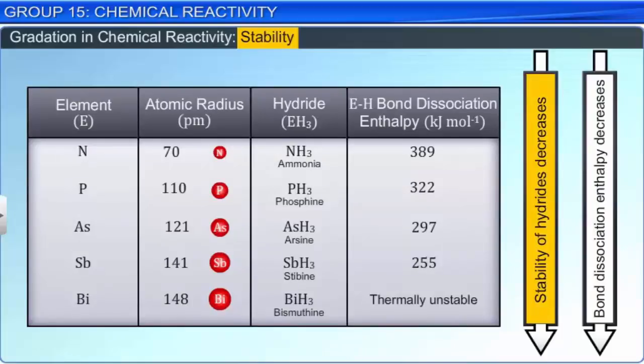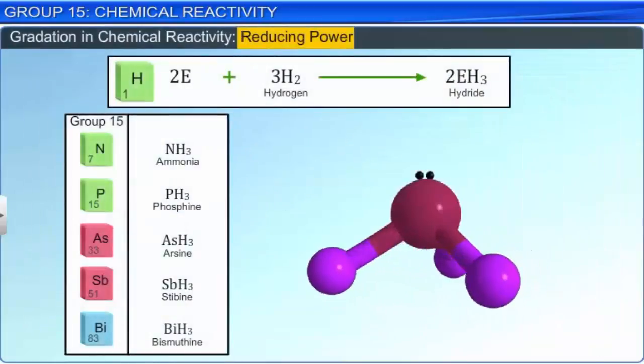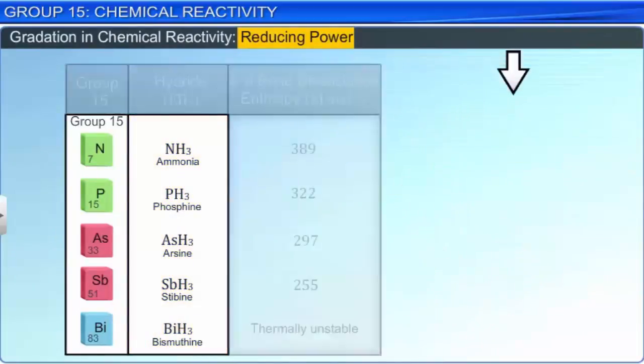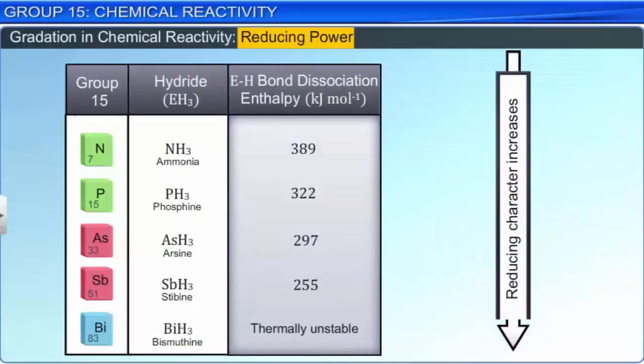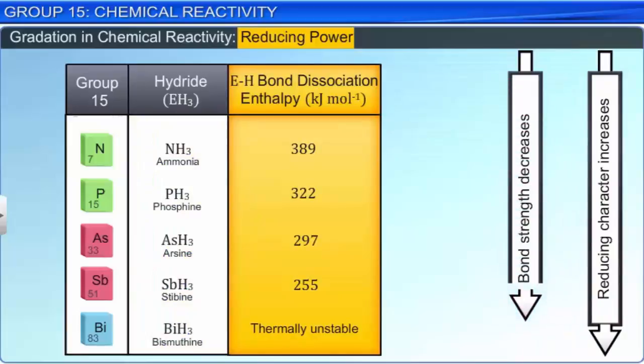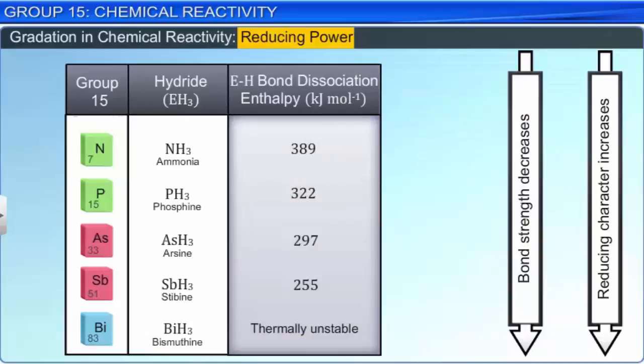Hydrides of group 15 elements are strong reducing agents. The reducing character of hydrides increases from ammonia to bismuthine due to a decrease in the strength of the EH bond down the group. Hence, bismuthine is the strongest reducing agent among all the hydrides of group 15 elements.